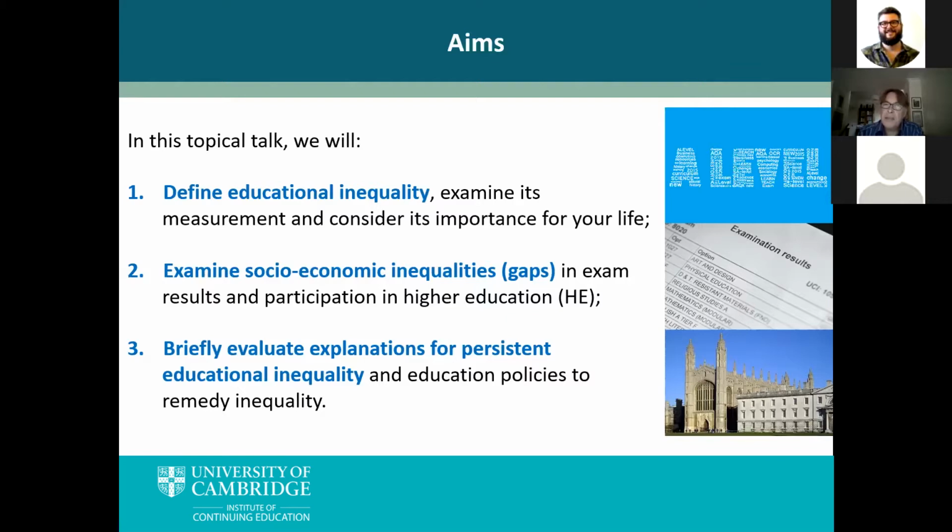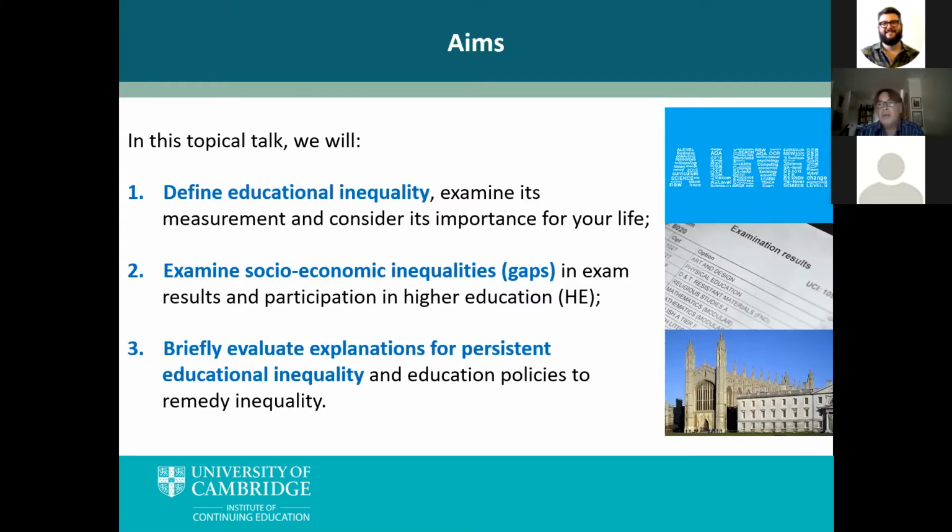Once I've said a little bit about what educational inequality is and how we might measure it, I want to look at some of the empirical evidence related to the extent of educational inequality in society. And I want to consider, for example, is educational inequality diminishing? Is it persisting? What is happening, particularly in terms of socio-economic or social class differences in education, and also in relation to participation in higher education?